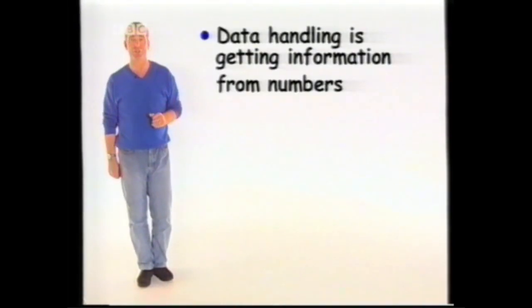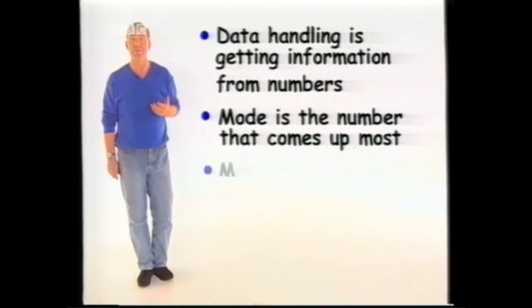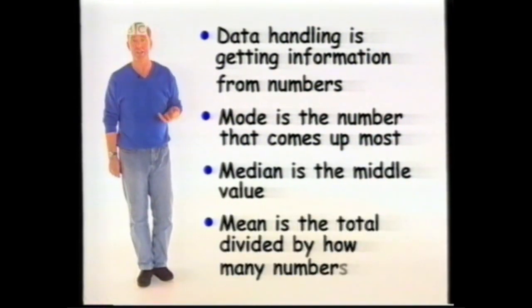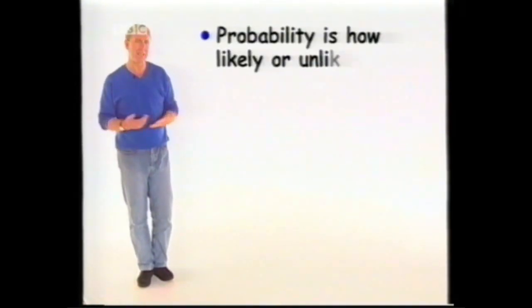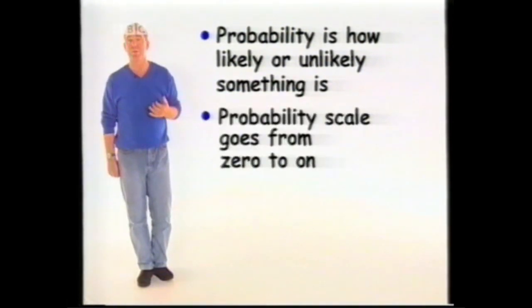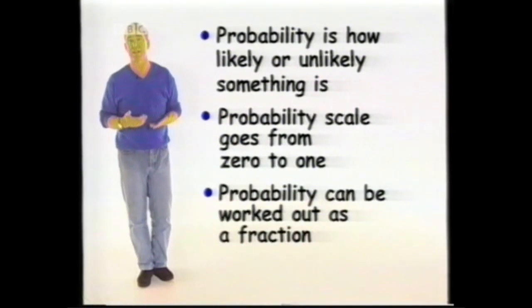That's the end of our programme on data handling. So, what did we do? We learned that data handling means getting information from a set of numbers. The mode is the number that comes up most. The median is the middle value of a set of numbers. The mean average is the total of all the numbers divided by how many numbers there are. We looked at probability. How likely or unlikely is it that something will happen? We saw that the probability scale goes from 0 for events that are impossible to 1 for events that are certain. We saw how the probability of other events happening can be worked out as a fraction.